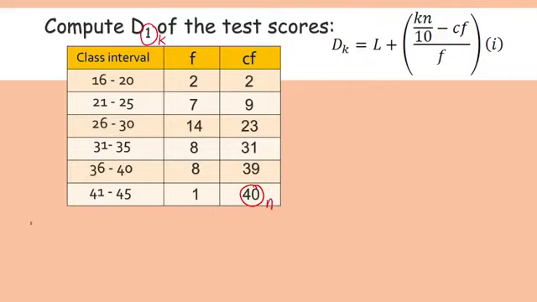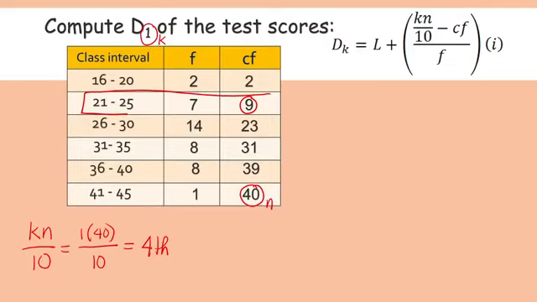So using Kn over 10, this is now 1 times 40 divided by 10. So you'll get how much for this? 4. Now what is the first number in the CF column that's greater than 4? 9. So this will be the location. This is the location of the 4 or the first decile.